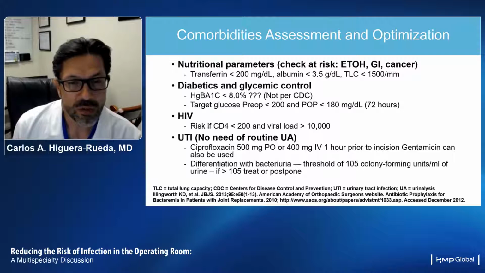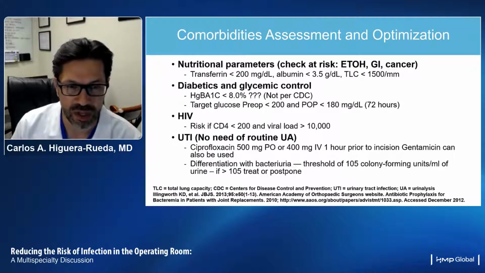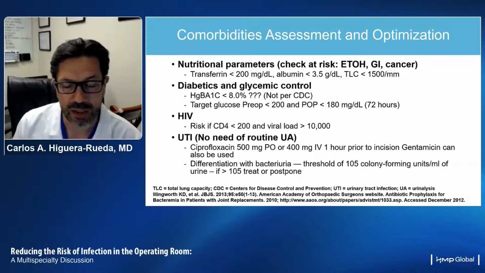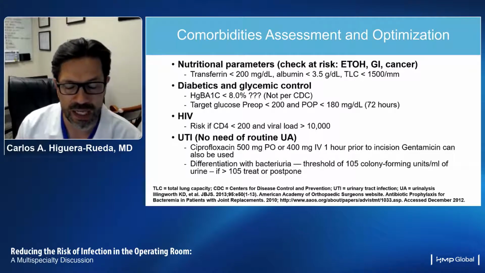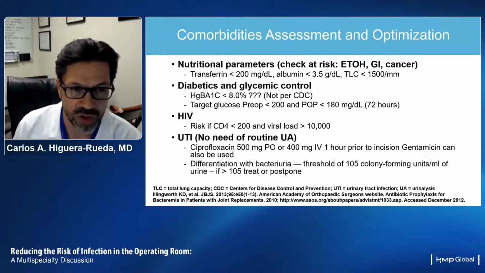So again, what can we do? Well, let's start talking about the patient and the things that we can modify in terms of risk factors. Nutritional parameters: patients are malnourished, especially alcoholics. Some have either cancer or GI pathology. We check for transferrin, albumin, and total lymphocyte count, and we use these parameters that you see on the screen. If you see any of these parameters lower than these thresholds, then these patients need nutrition optimization.